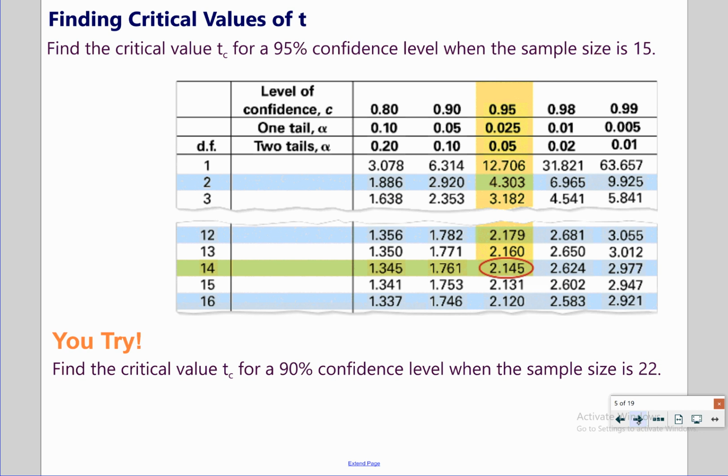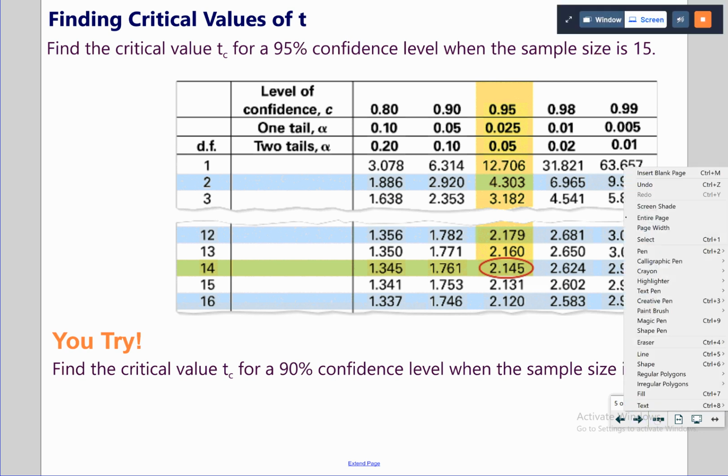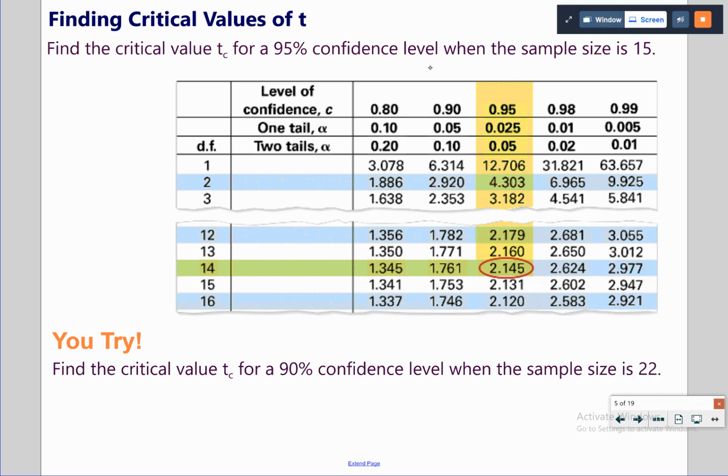So the first example at the top says find the critical value, the t value, with a 95% confidence interval, and the sample size is 15. If the sample size is 15, that means my degrees of freedom is 1 minus that, so 14. So we find 14 on the side, we find 95% on the top, we find where they intersect, and you should see 2.145, and that would be the critical value of t that we would use for our margin of error, our sampling error when we do our confidence intervals.